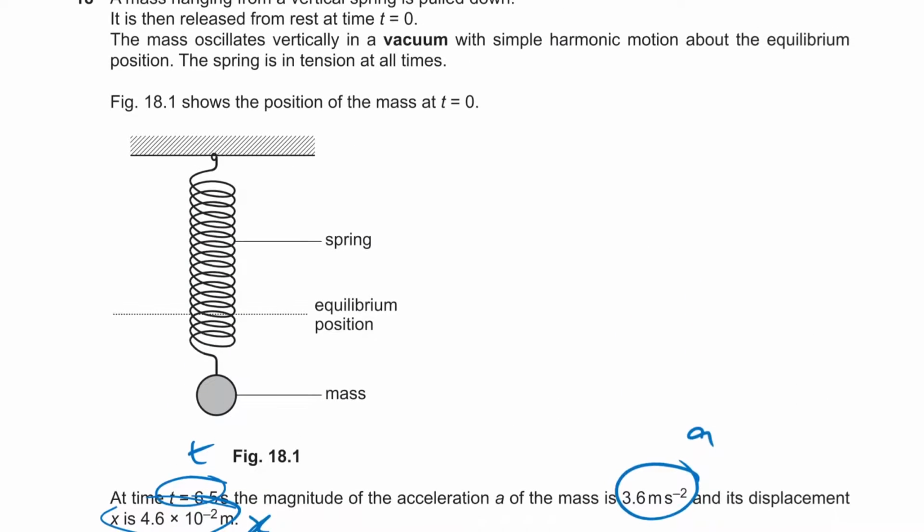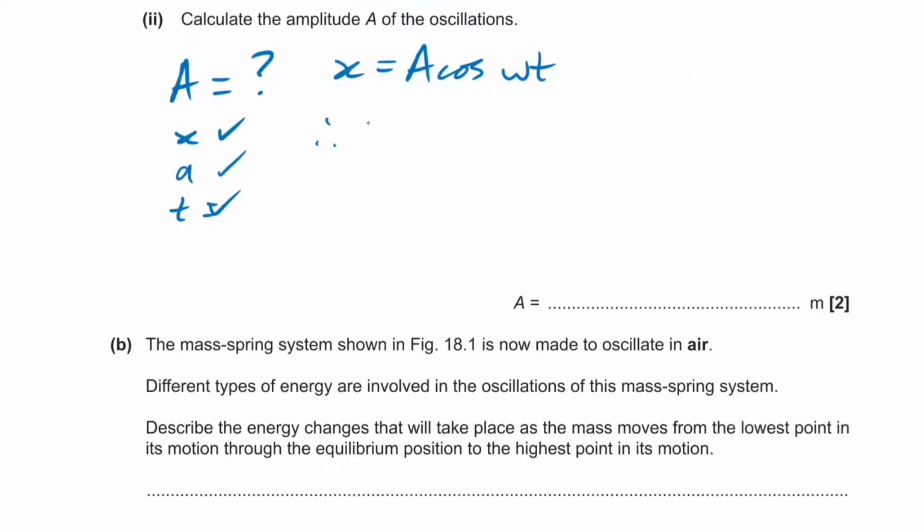So look at this. At time 0, it's not at equilibrium. So we use sine if the ball is at equilibrium to begin with, but if it's at amplitude, then we're going to use cos. So therefore, amplitude is equal to x over cos omega t. So that's going to be x over cos 2 pi f t.